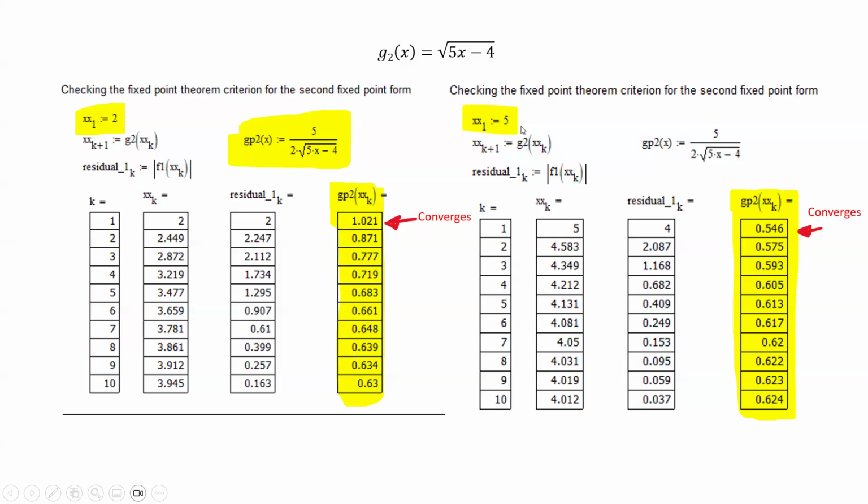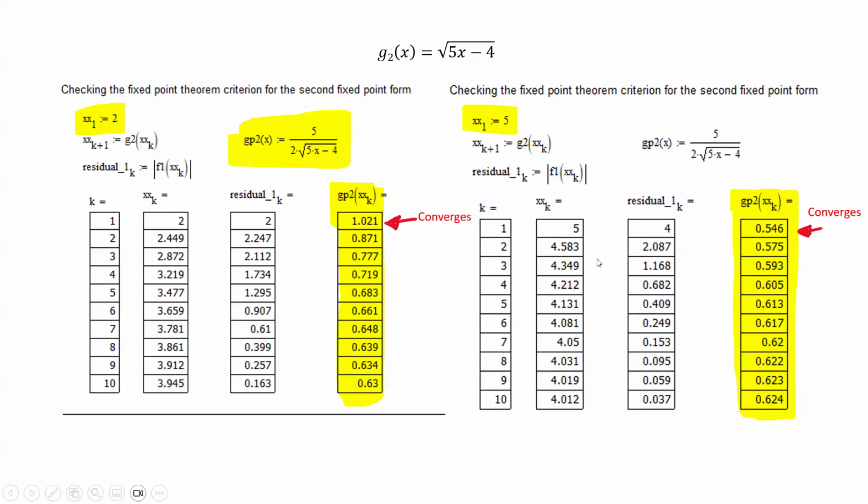For the second initial guess, as you can see, the value of g prime at this initial guess is less than 1, meaning that using the second fixed point form with this initial guess, the iteration successfully converges to one of the function's roots.